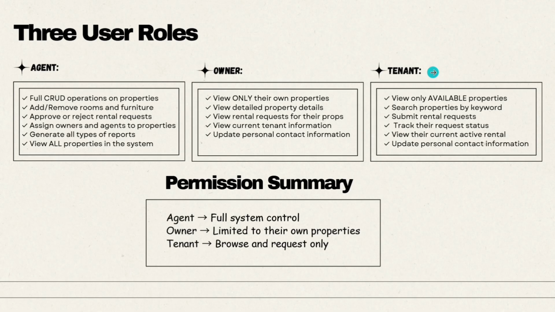The tenant has the simplest access. They can view available properties, search properties by keywords, submit rental requests, track their rental request status, view their current rentals, and update personal contact information. These three roles have very different permissions and workflows. This makes our app a perfect candidate for MVC, as each role can have its own controller and view.